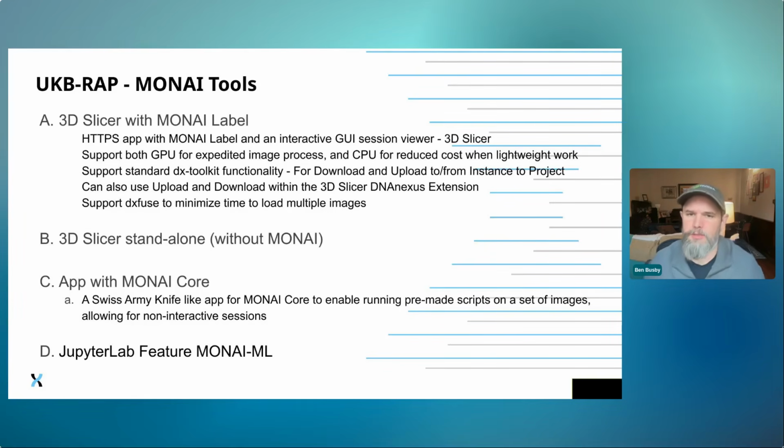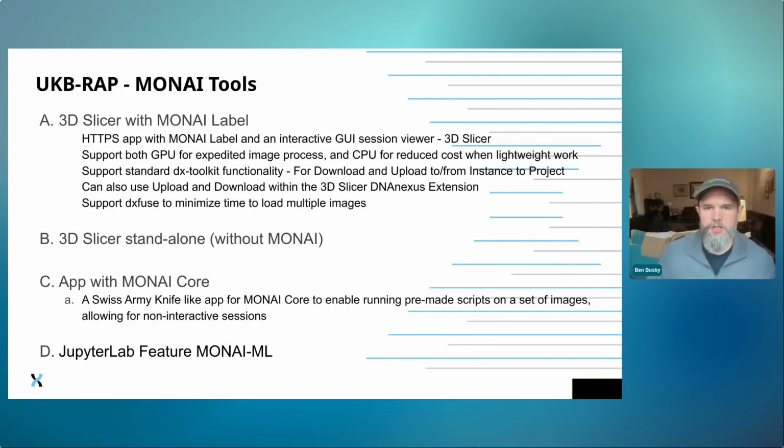A lot of you have probably used the traditional RAP DNA Nexus Swiss Army knife. I think it's really cool that the RAP is moving into integrating imaging data. And of course, we have Jupyter Lab features, as I've talked about in previous talks on the RAP, etc.